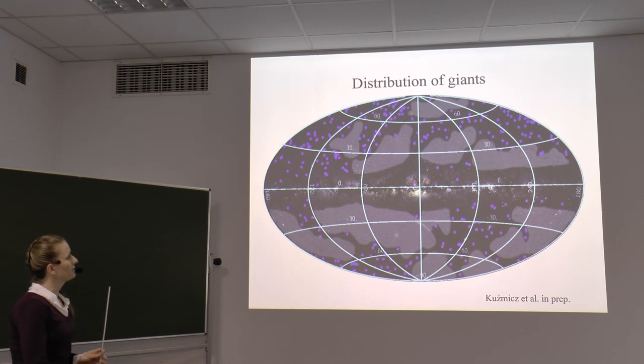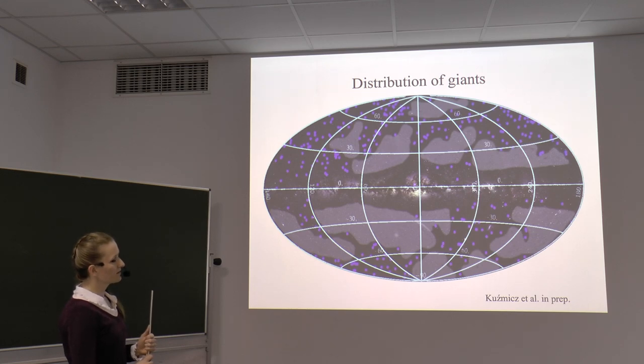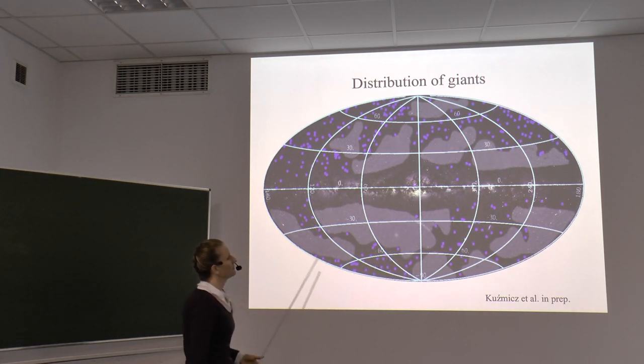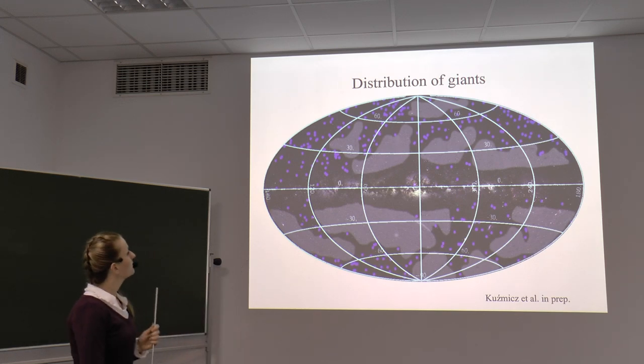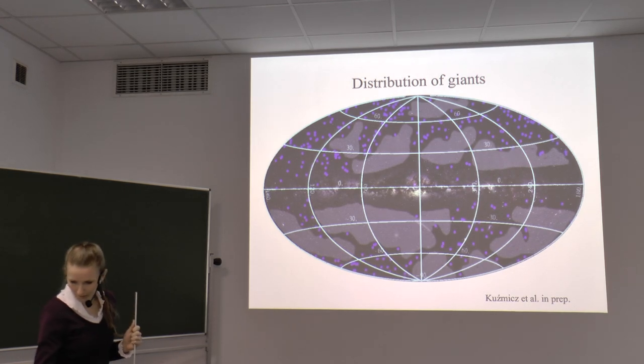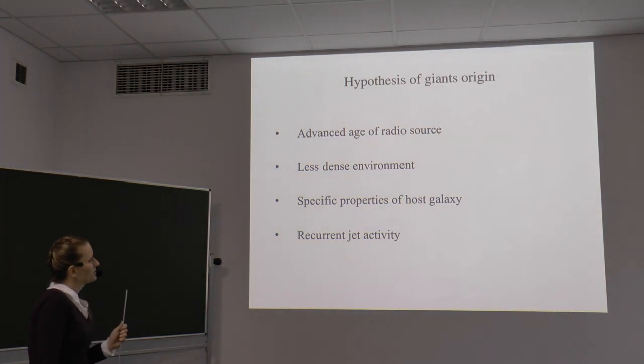And as I told earlier, we know 340 giants. But when we, for example, measure the surface density of giants in the densest region, and then extrapolate it to the whole sky plane, we should expect at least four times more giants. As an explanation of giants' origin, four hypotheses are considered. They tell that giants could be very old radio sources which evolved to such large sizes. Also, they can be located in a less dense environment where the jet expansion is easier.